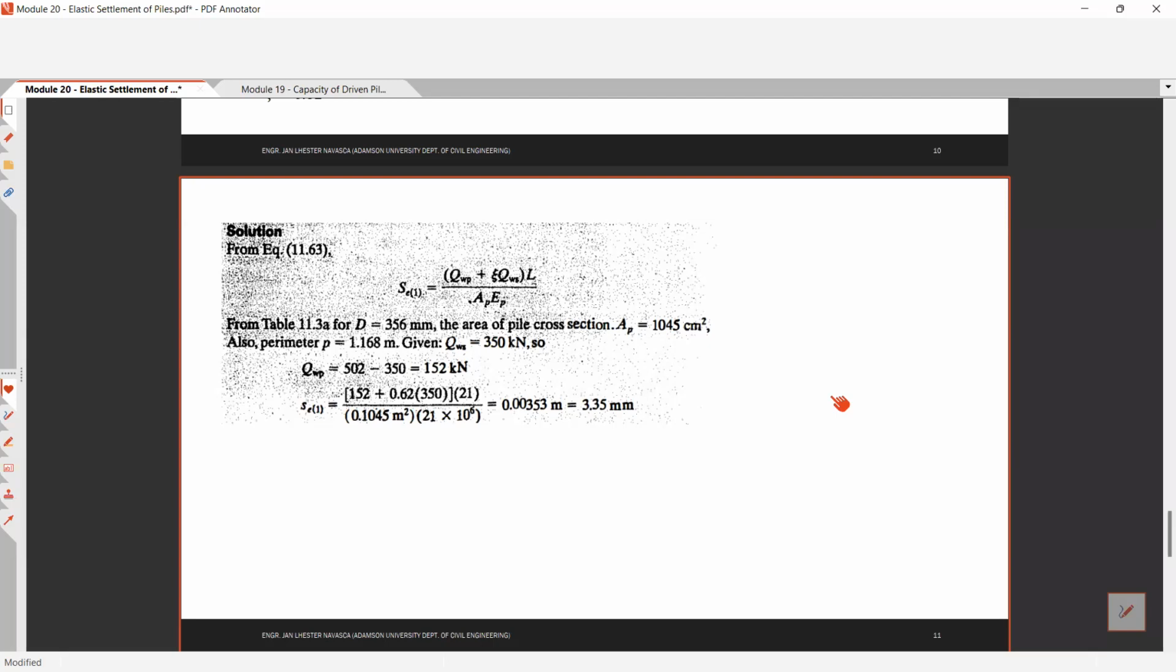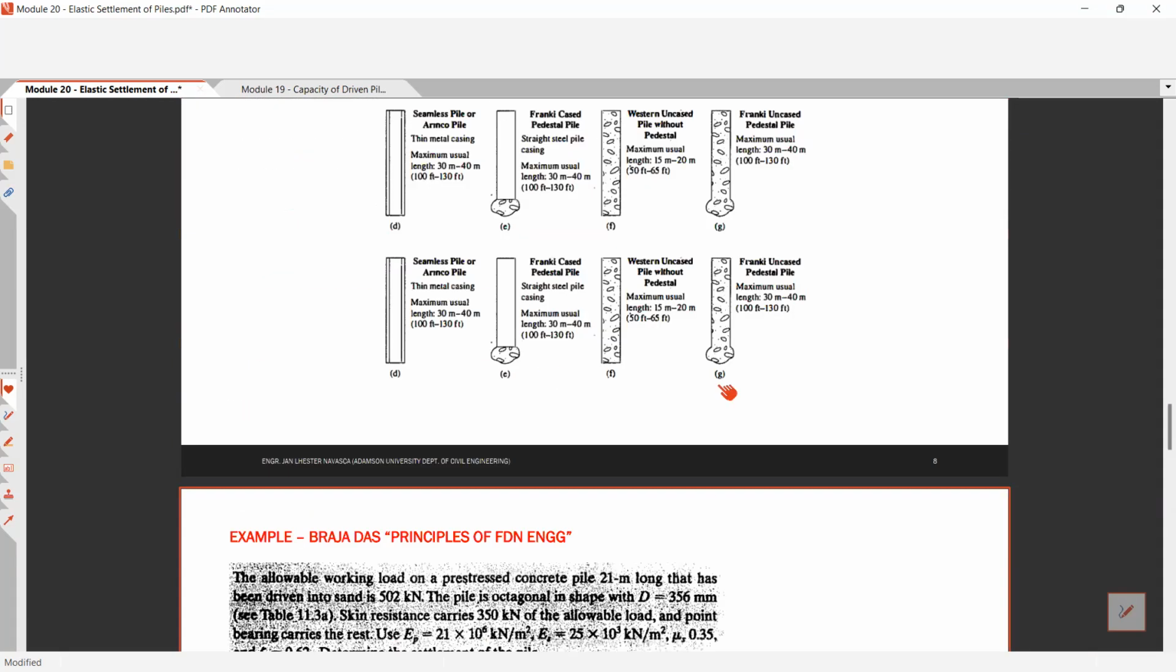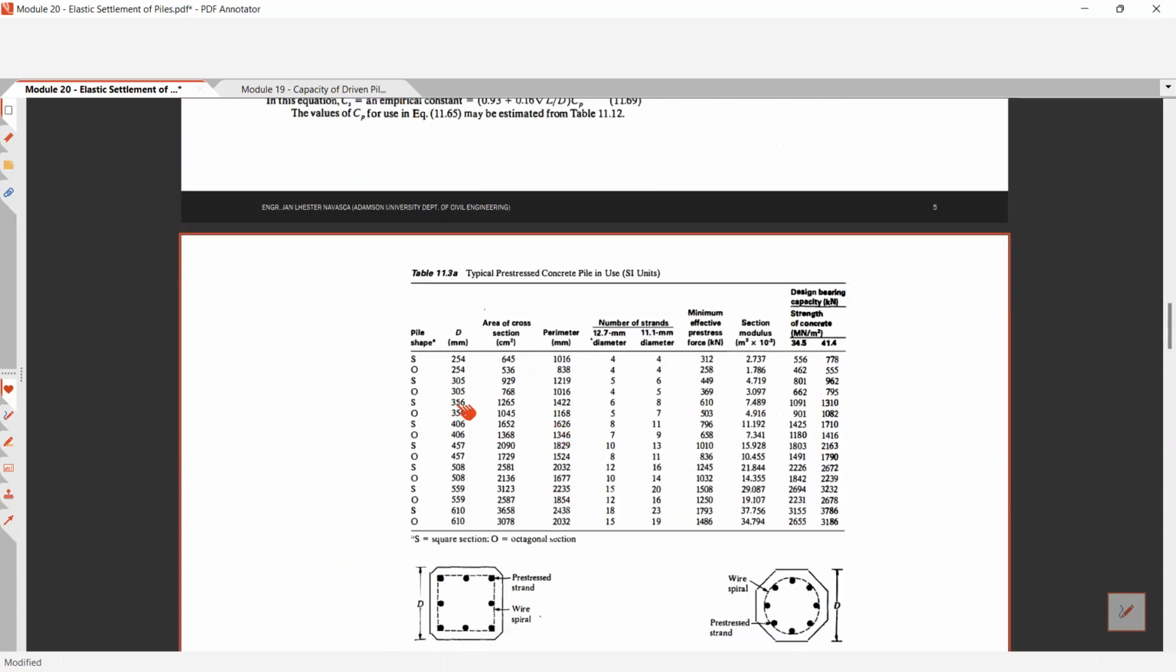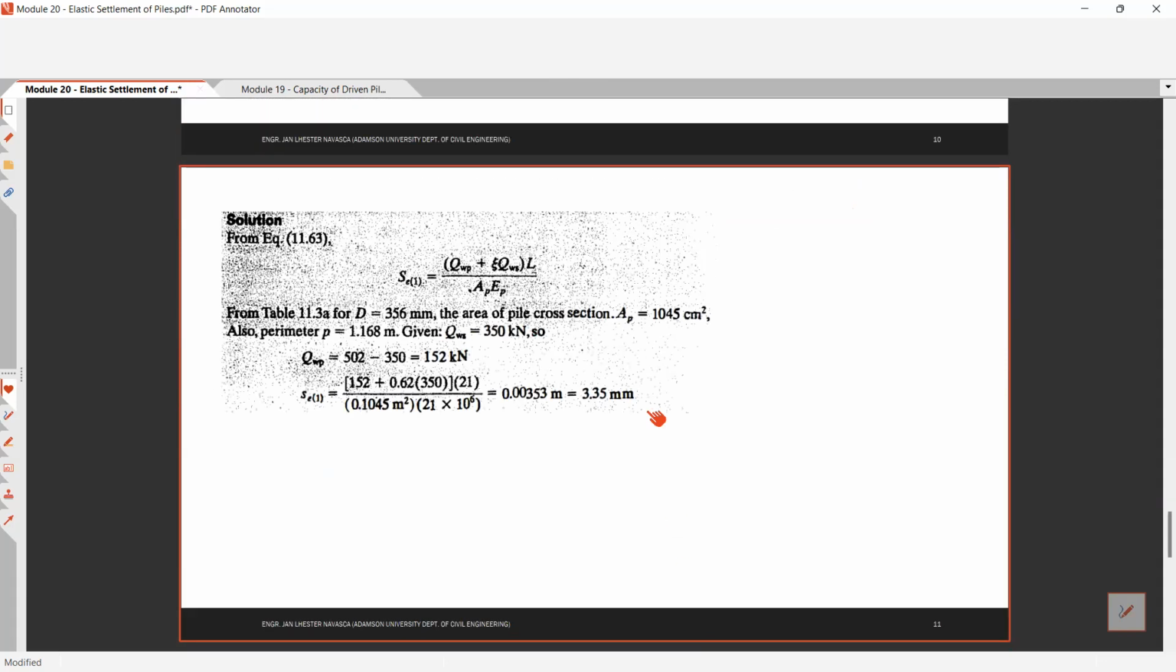So if we use the formula, that is 152 plus 0.62, yan yung F due to the linearly increasing skin friction, times 350 for the skin friction, and total length is 21. Yung E sub P mo is 21 times 10 raised to 6. So saan yung A sub P mo? Yung area of your pile. Go back doon sa table. Sabi niya dito 356 octagonal shape, which is equivalent to 1045 cm squared. Convert it to square meters, that is 0.1045 square meters.